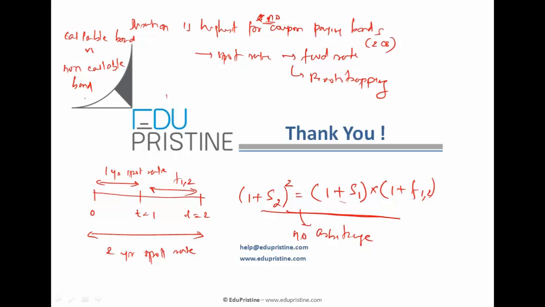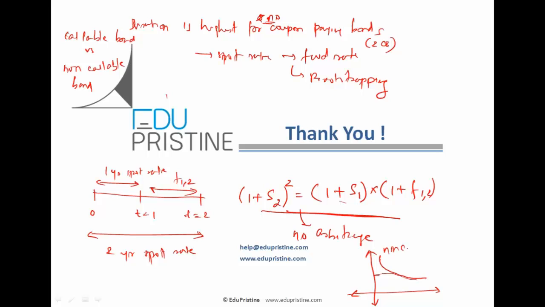Before we conclude, I would want to discuss the difference between a callable bond, a puttable bond, and a simple bond. A simple bond is one where neither the borrower nor the bondholder can call back or return the money. In case of a callable bond, if the yield falls very low, that is, if the yield decreases significantly, then the borrower can return the money, or call back the bond.